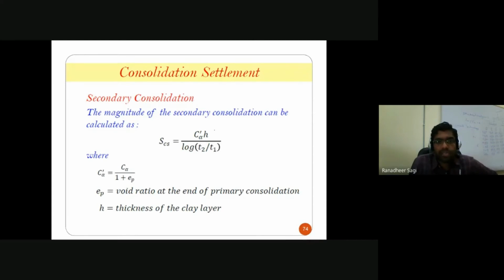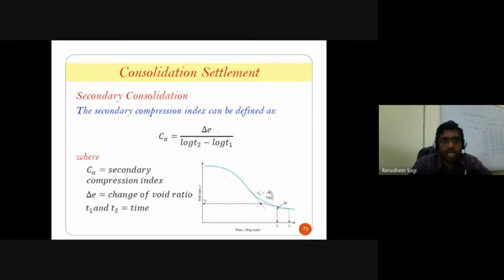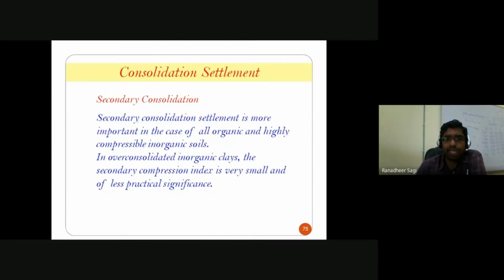Ultimately, it's the same thing we talked about a couple of minutes earlier in the process of estimating settlements in the soil. This so-called secondary compression settlement is said to be more important in the case of organic soils and highly compressible inorganic soils. In such kinds of soils only, you are going to see this secondary consolidation settlement criteria being relatively important.